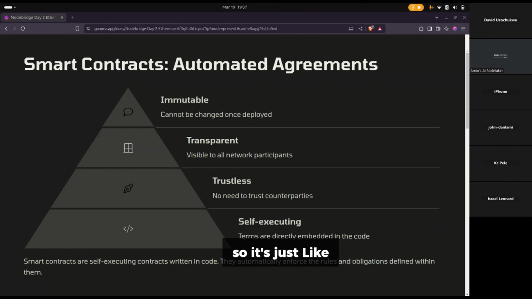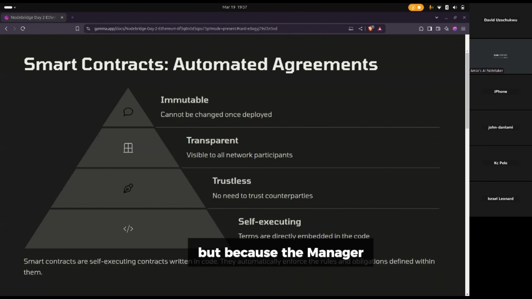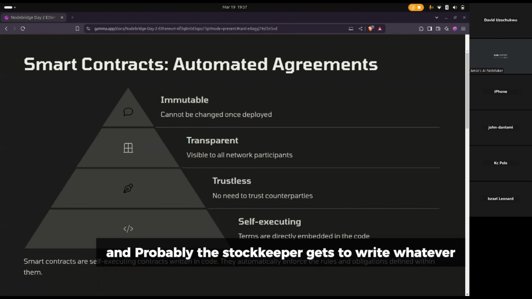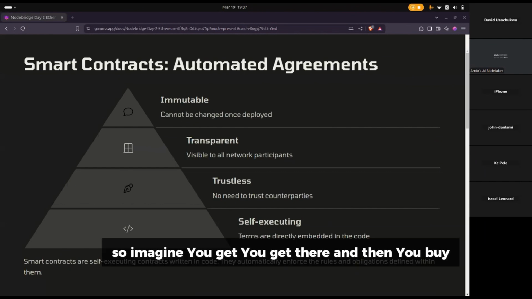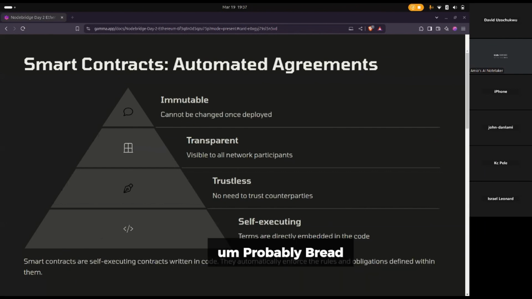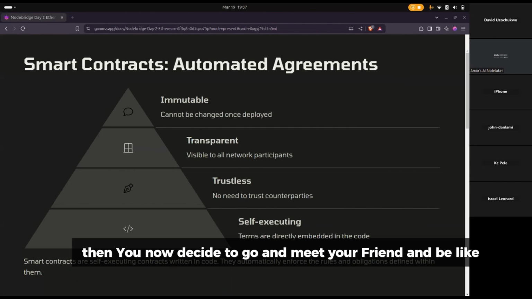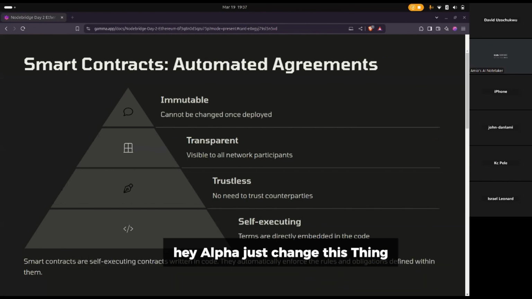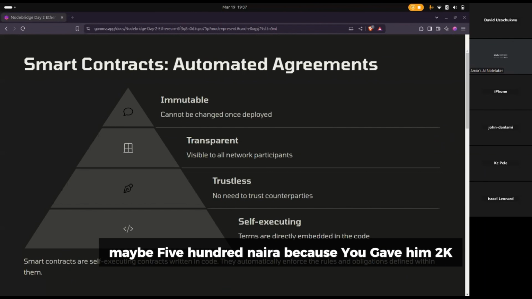So it's just like in a ShopRite store. Imagine you go there and your friend works there. But because the manager, the cashier, and the storekeeper all get to write whatever he or she sells, imagine you buy bread, and they all record that you got this bread for this price. Then you decide to go and meet your friend and say, hey, Alpha, just change this thing. Put it that I bought it for maybe 1K, and then you have to give me change, maybe 500 naira, because you gave him 2K.